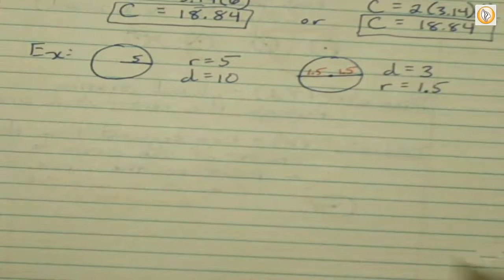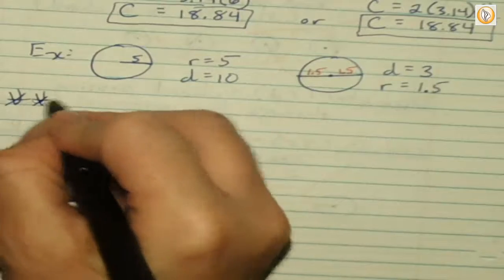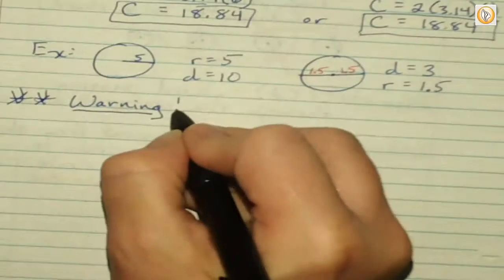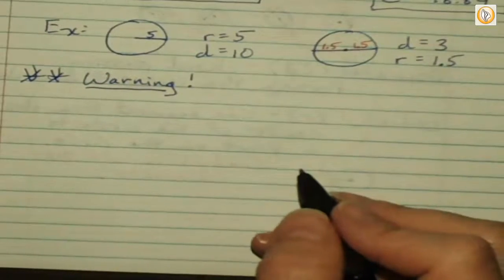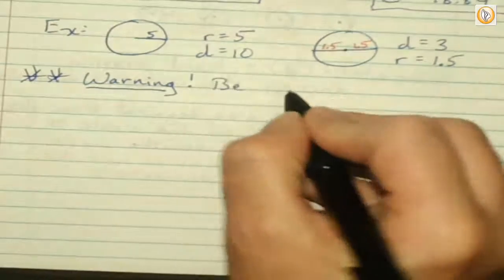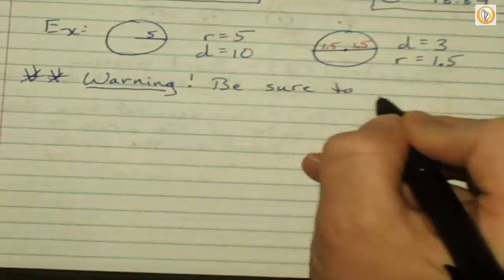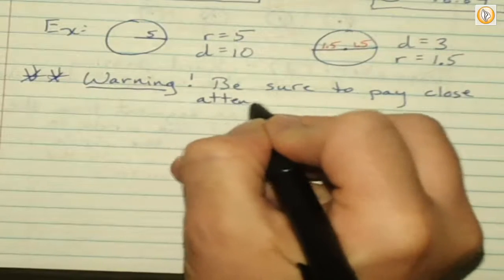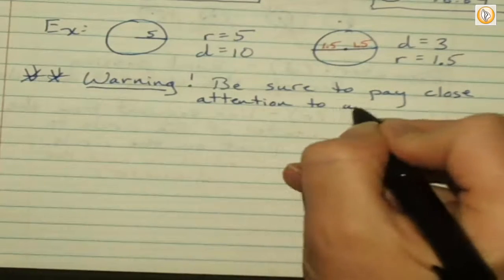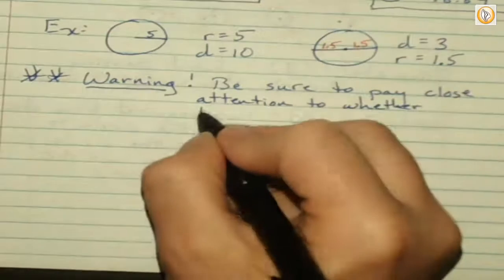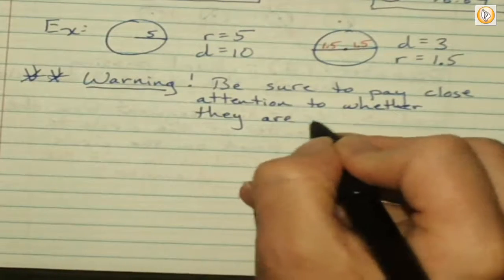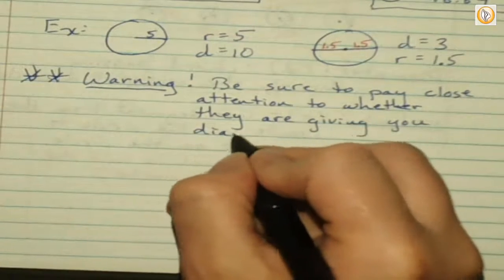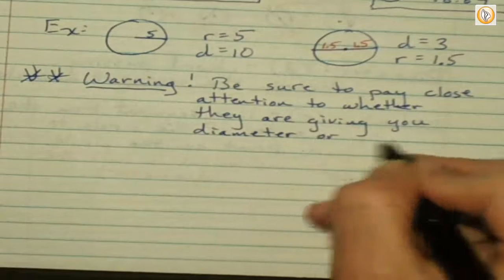All right. I have a warning for you. And it gets my students every year, which is why I have this here. Warning. Be sure to pay close attention to whether they are giving you diameter or radius.